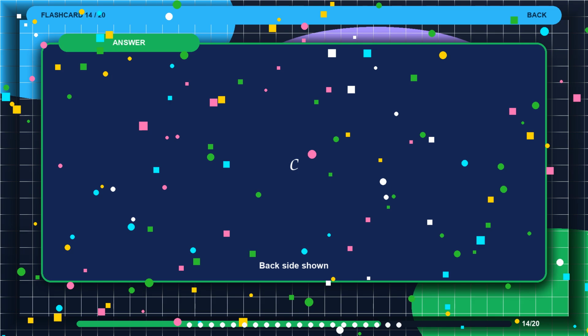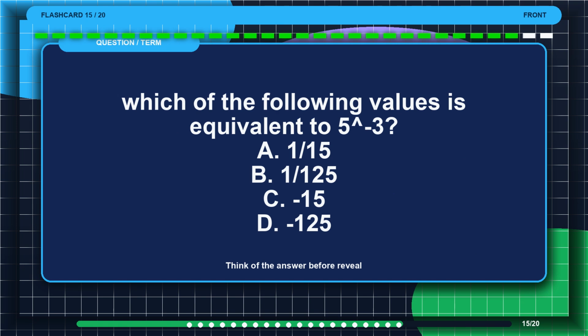The answer is C. Flashcard 15. Which of the following values is equivalent to 5 to the power of negative 3? A. 1/15, B. 1/125, C. 15, D. 125. Pause and think of the answer before the reveal.